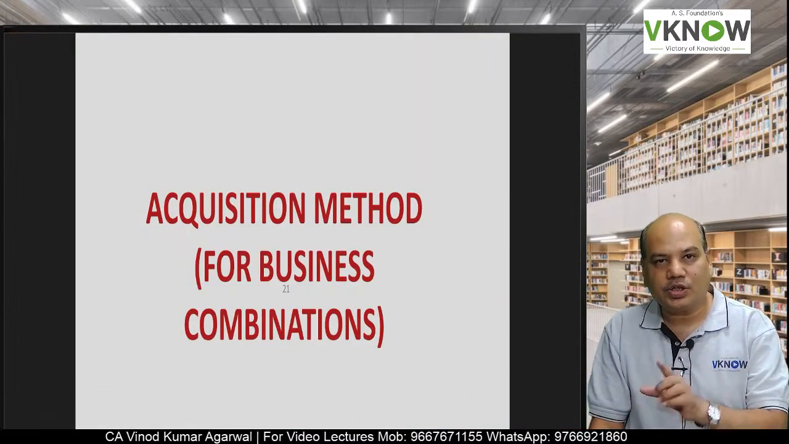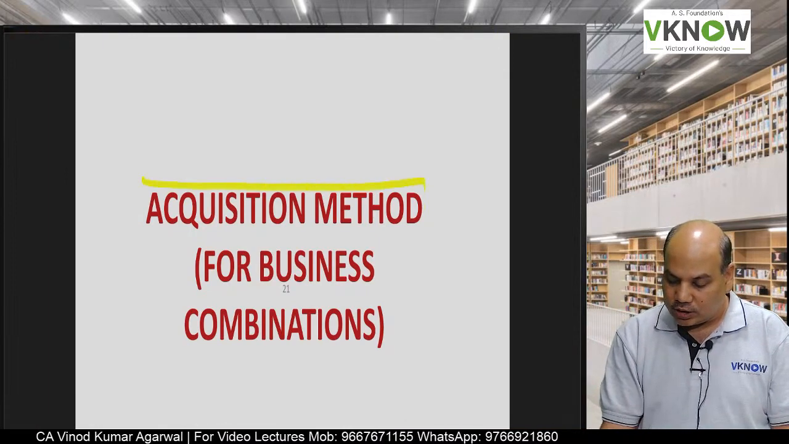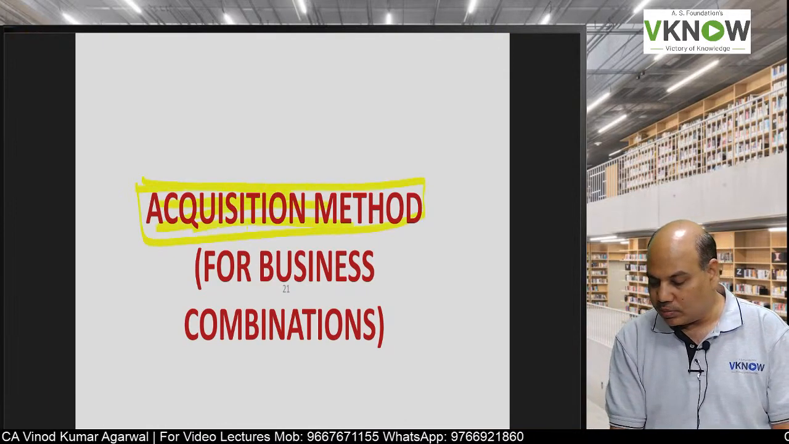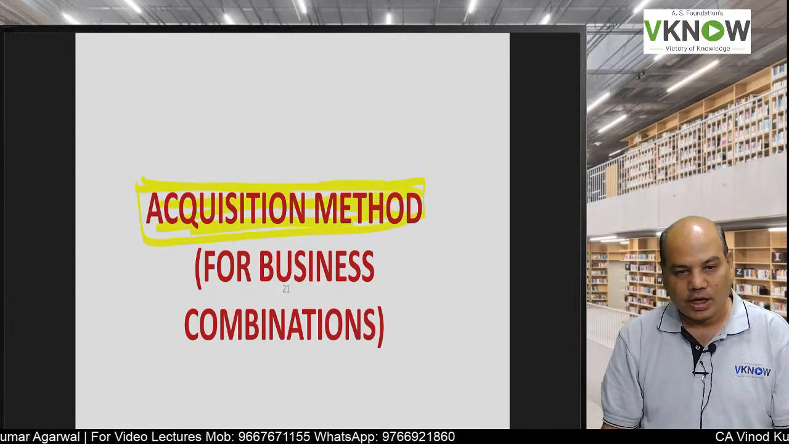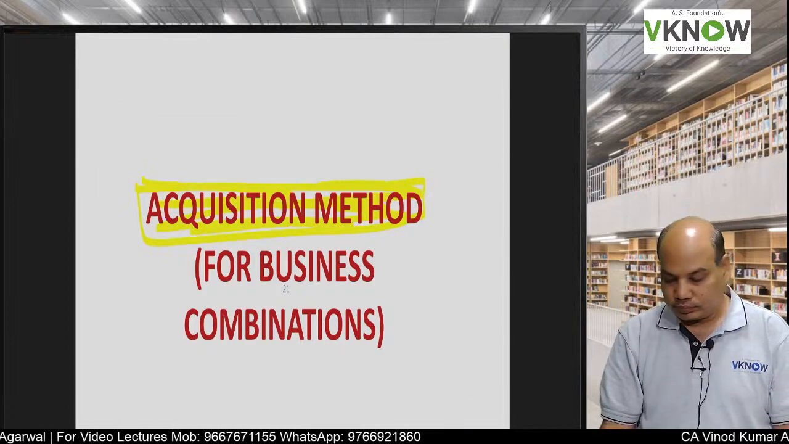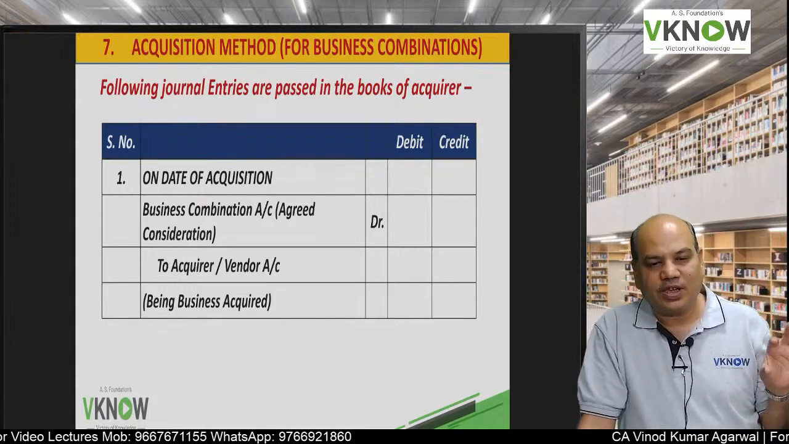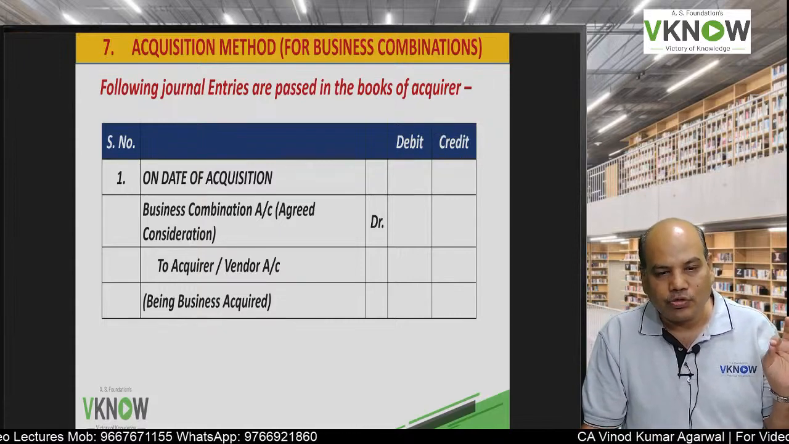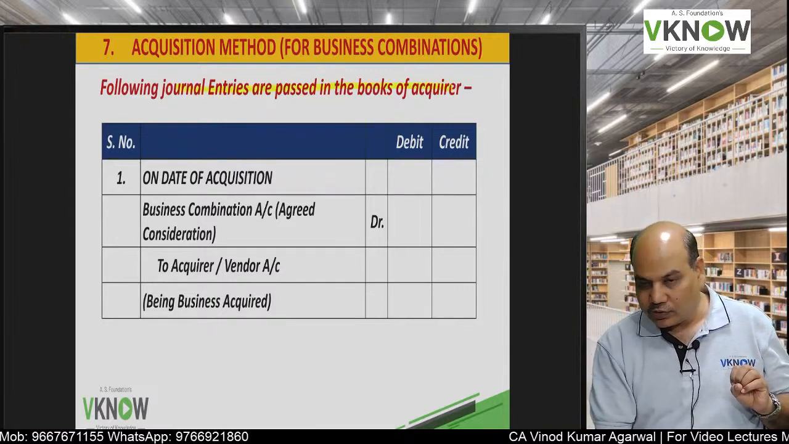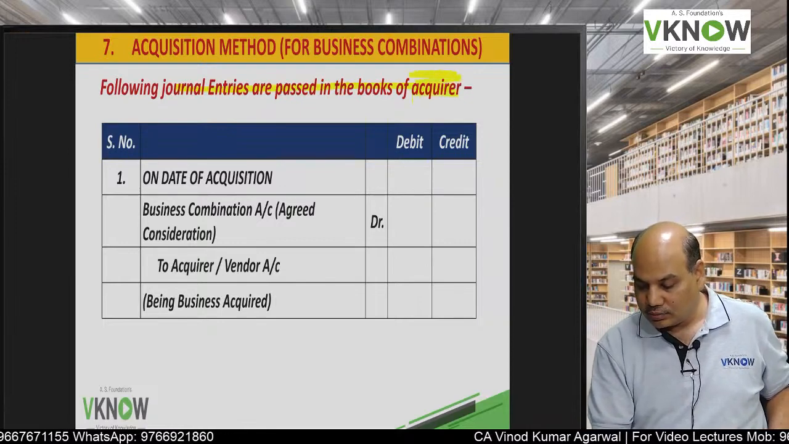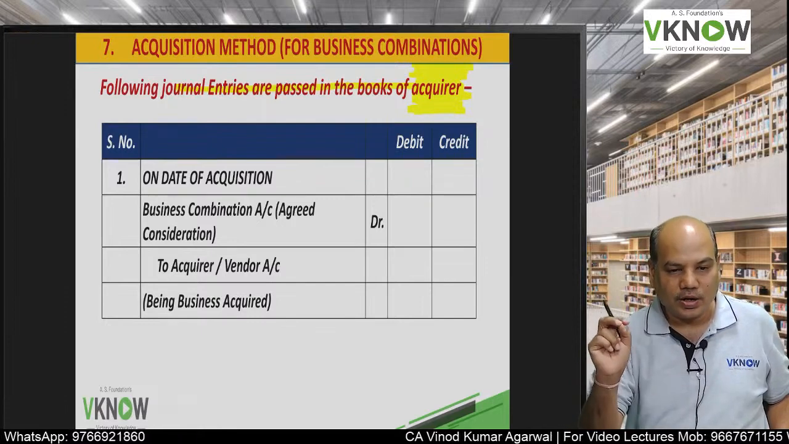Our remaining discussion is on business combination. The method of accounting that is used for business combination as per IND AS 103 is called the acquisition method of accounting. Okay, so usually I will first tell you the basic entries that we pass in case of acquisition accounting. The following entries will be passed in the books of the acquirer. This standard deals with accounting in the books of the acquirer.